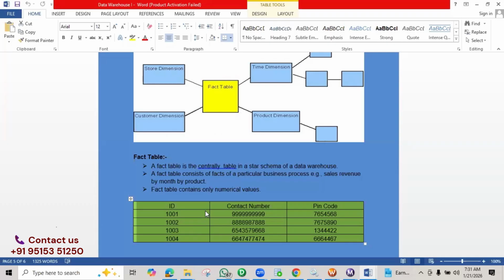Okay, I have one question, guys. Imagine that I have one table, and in that table I have 10,000 records. Out of 10,000 records, 9,999 records are numerical values and one record is a character value. What do you feel? Is it a fact table, yes or no? No justification required, only yes or no. No, correct. So that is not a fact table.